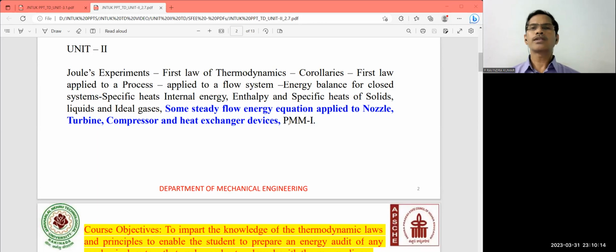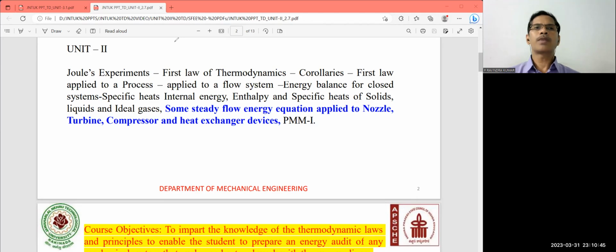So today I am going to discuss the second unit. In the second unit, the second half is the steady flow energy equation. The first law of thermodynamics can be classified as flow work and non-flow work. Now it is connected to the flow work, so that the steady flow energy equation can be applied to various realistic practical situations.